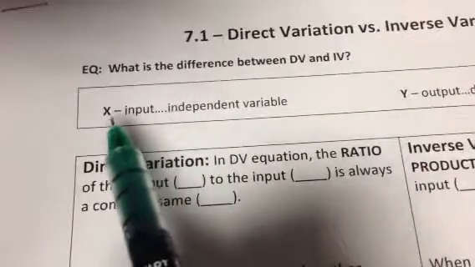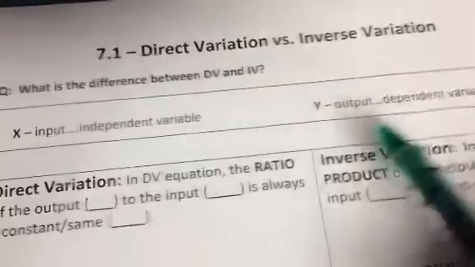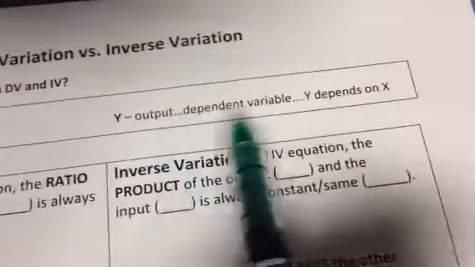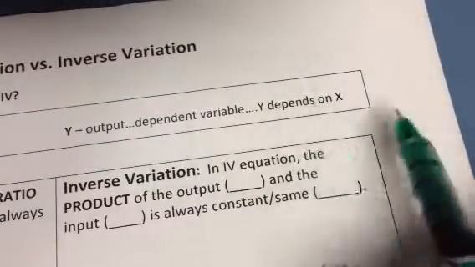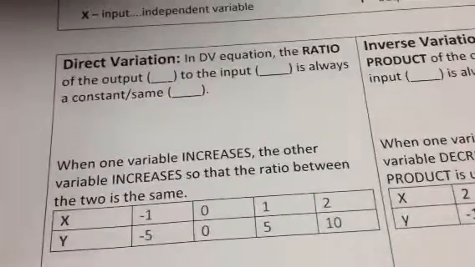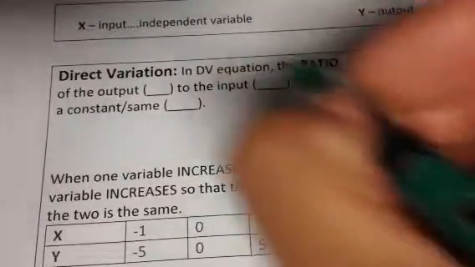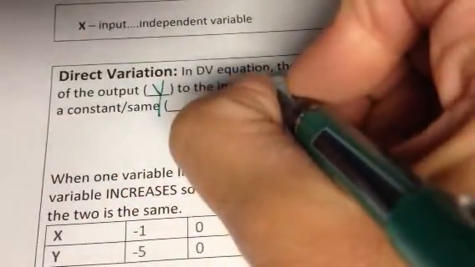And the first thing you need to know is that x is considered the input, it's our independent variable. And y is our output, it's our dependent variable, and y depends on x. Okay, so the first thing we're just going to talk about is direct variation. So direct variation is a ratio, and it's the ratio of the output, so it's a ratio of y to the input of x.